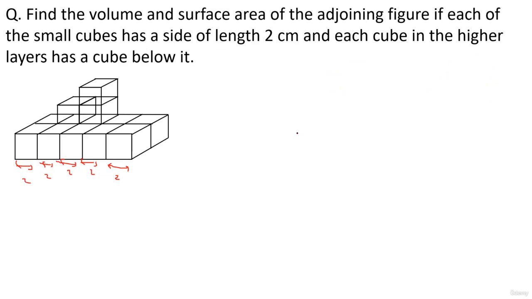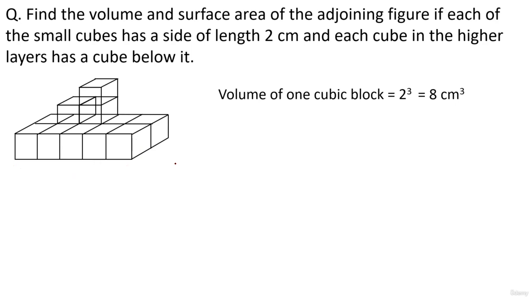Let's find the volume first because finding the volume is quite easy, guys. What we will do is first find the volume of any one cube. For any one cube the edge is given to you as 2 centimeters, right? So the volume will be edge cube, which is 2 cube in this case, that is 8 centimeter cube. Let's count now, guys, how many blocks there are.